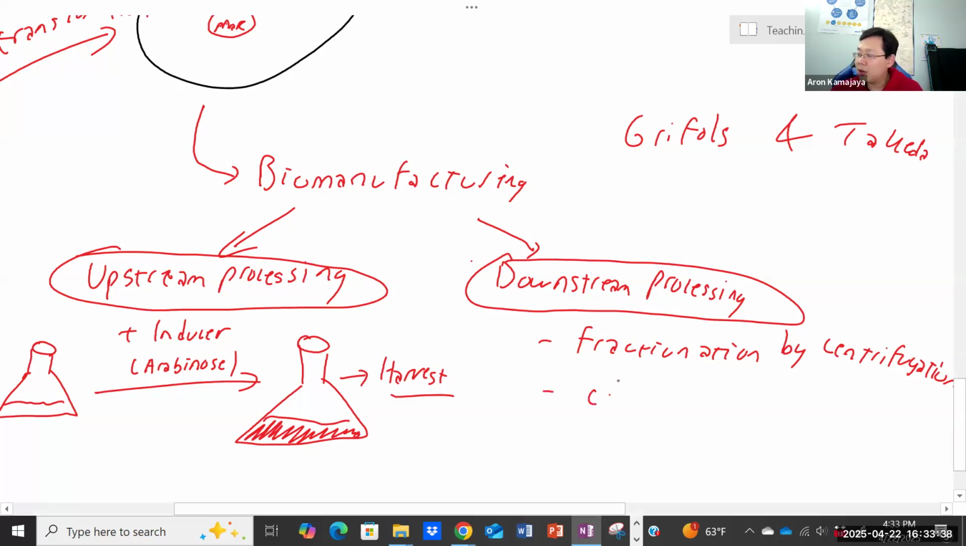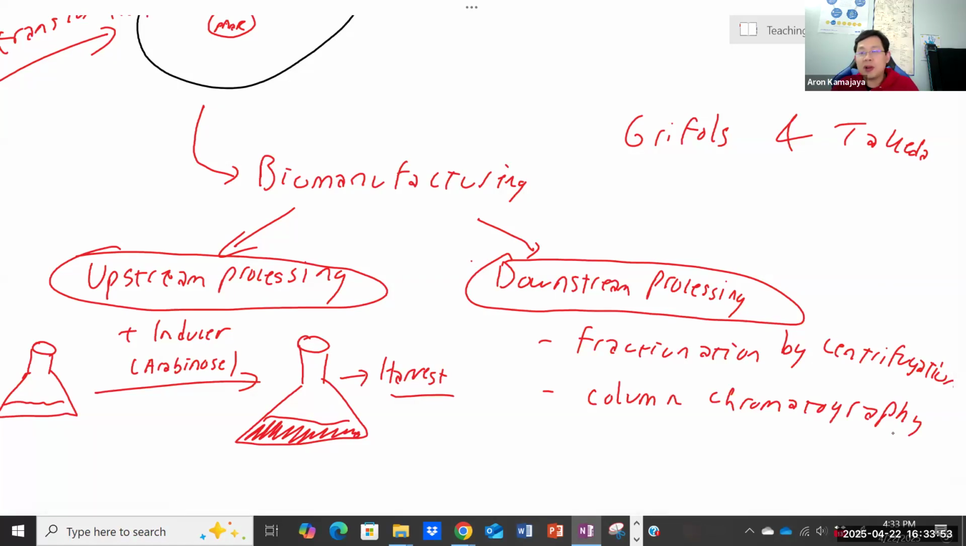This is column chromatography to purify the protein. So now there are several ways of separating your protein from the rest of the E. coli protein using column chromatography. There are different techniques, right? You can separate them based on the size. That's one. You can also separate them based on their charges, like ion exchange or something like that, right? So there are different ways to do the column chromatography, column purification.